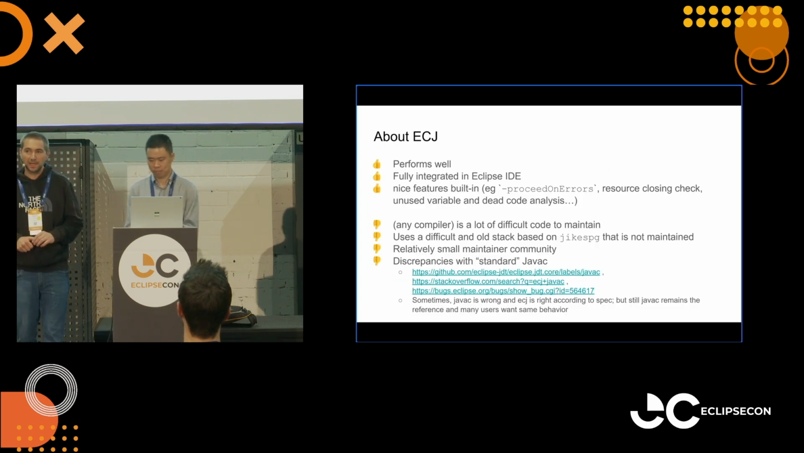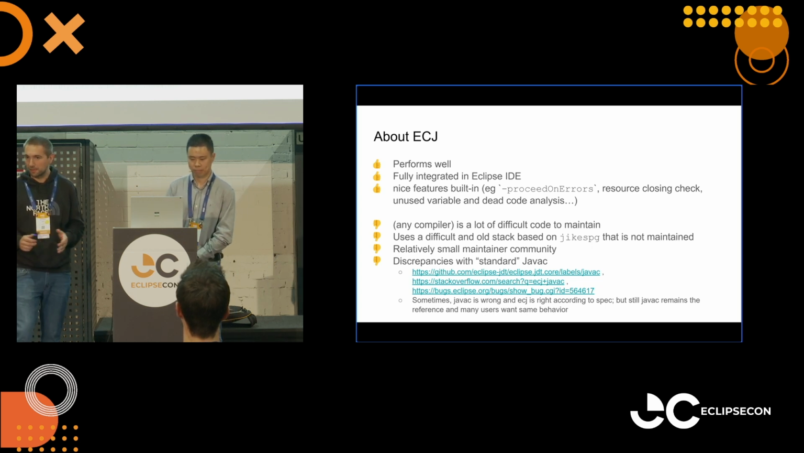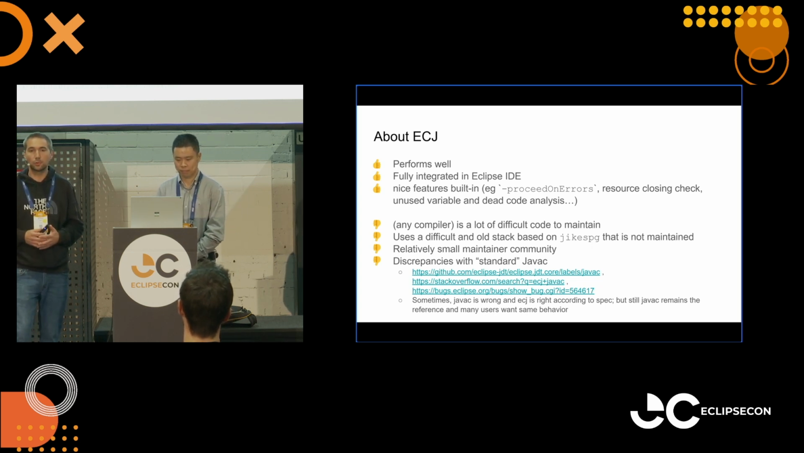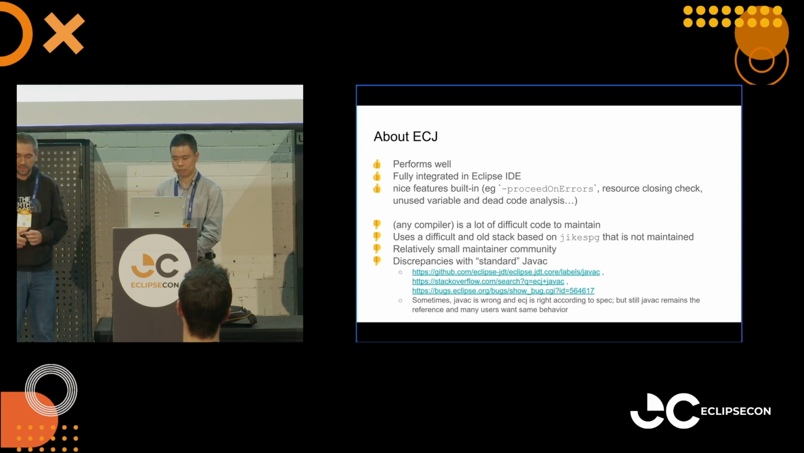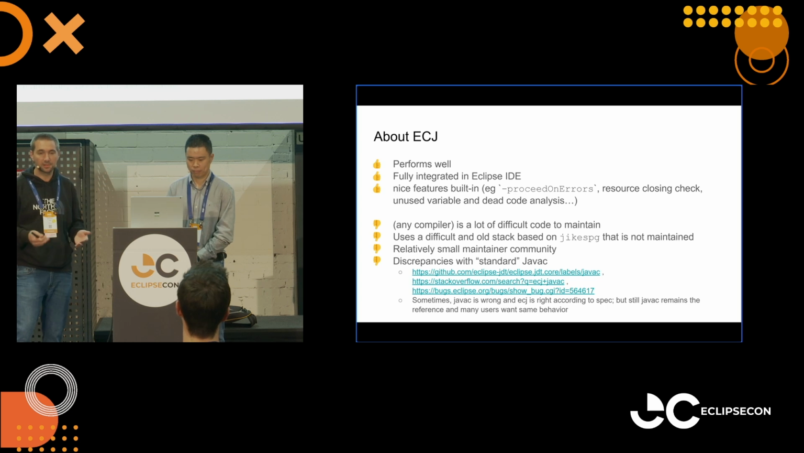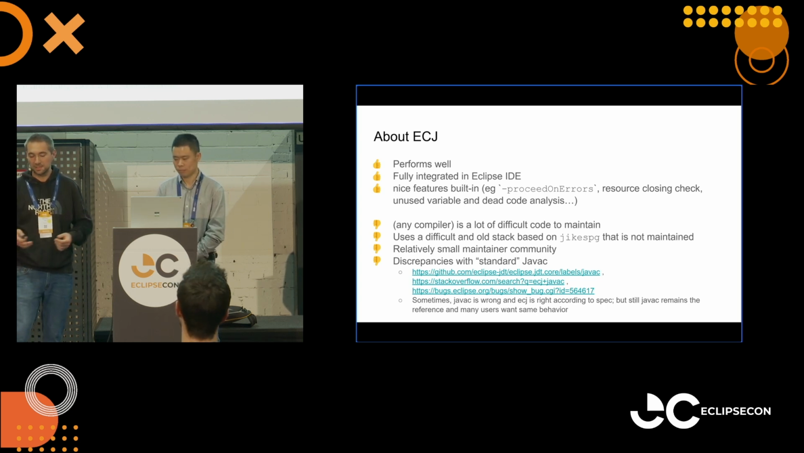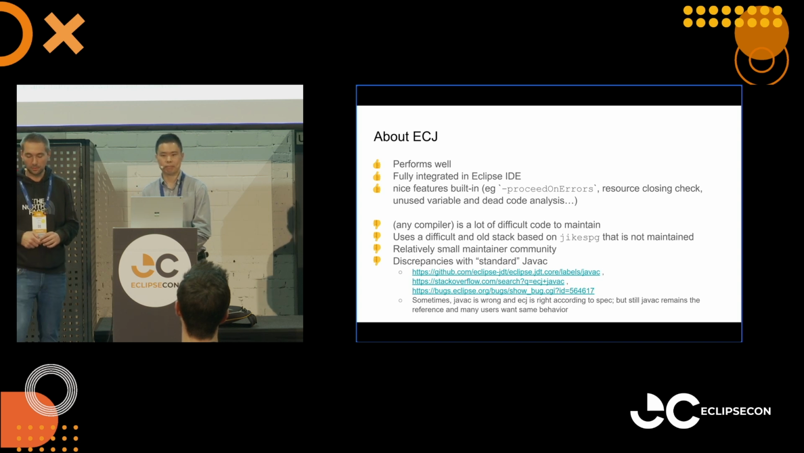So this Eclipse compiler for Java has some advantages for sure. The first one is that it does perform well. It integrates very well in the Eclipse IDE because it's been developed together, so there are some good APIs that fit the Eclipse IDE well. There are some very nice features in ECJ that are missing in Javac, such as the proceed-on-error flags that allow creating class files with syntax errors in them, which is convenient for debugging. There is also some static analysis, such as the resource leak analysis and unused variables. All that is specific to ECJ, and those are good features.